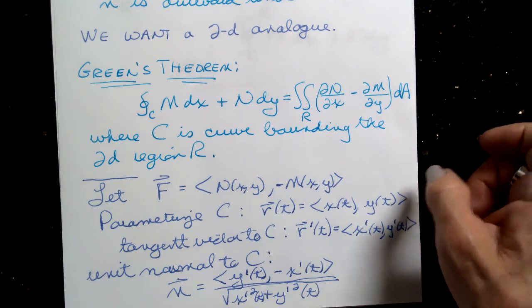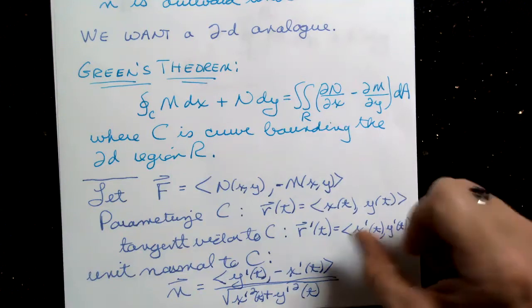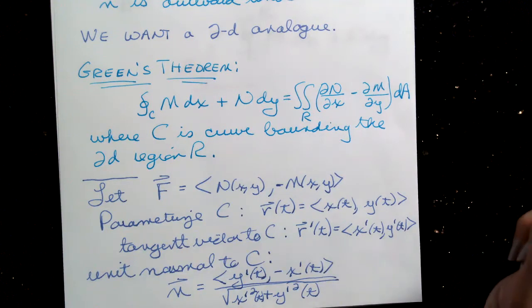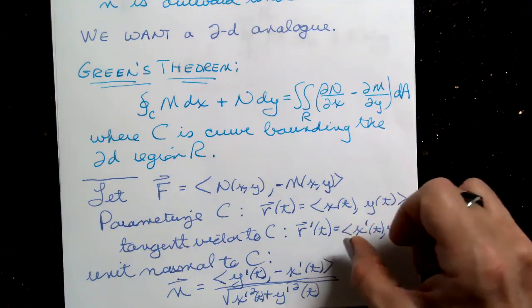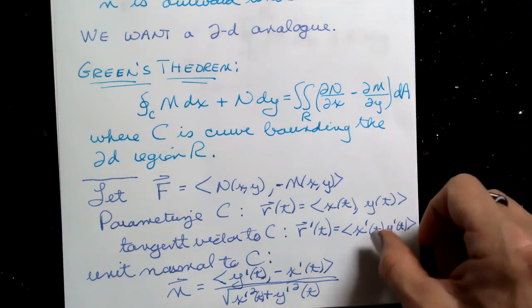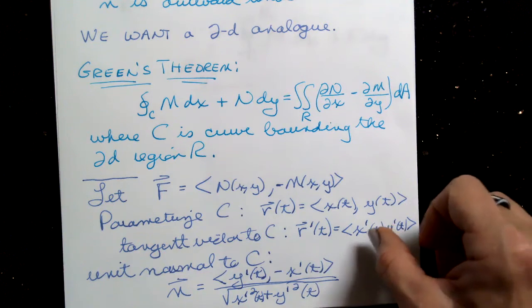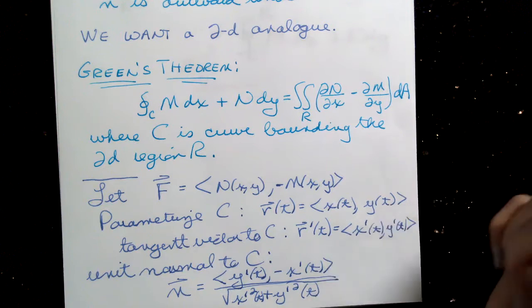Then what's the tangent vector to that curve? It's r prime, which is x prime, y prime. I didn't write it down, but what would the unit tangent vector be? It would be r prime divided by the length of r prime. So what's a normal vector to the curve? Well, it's any vector that when I dot it with the tangent vector, I get 0.